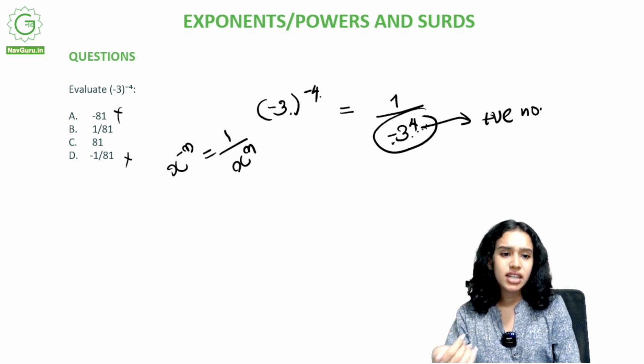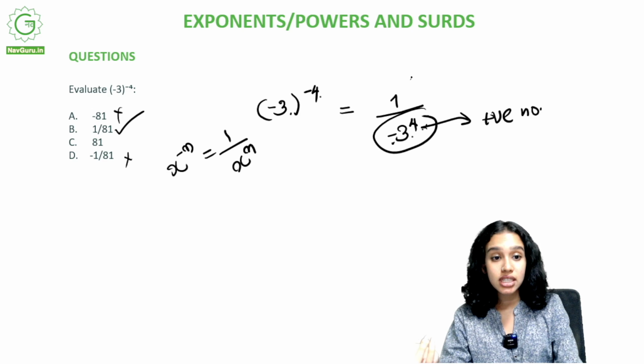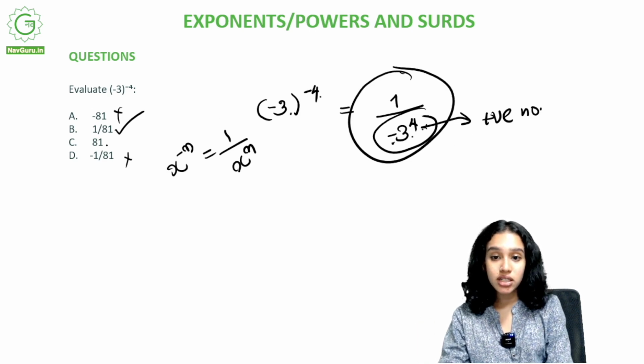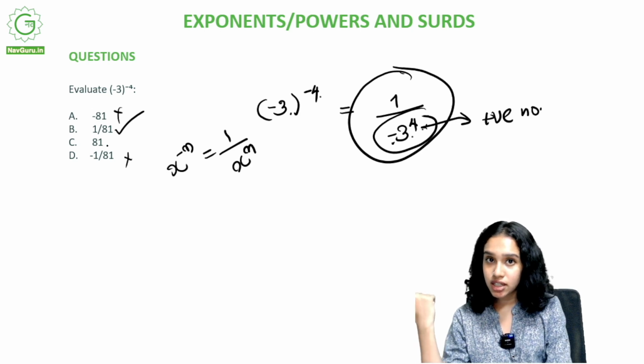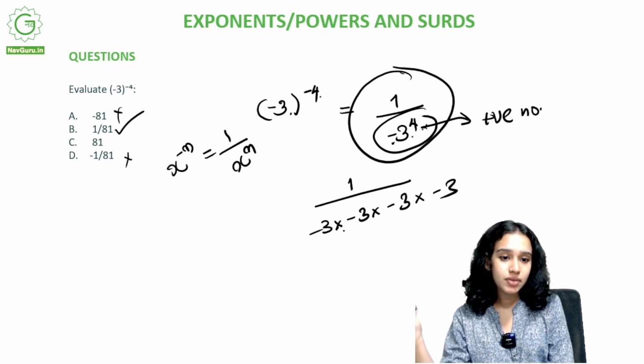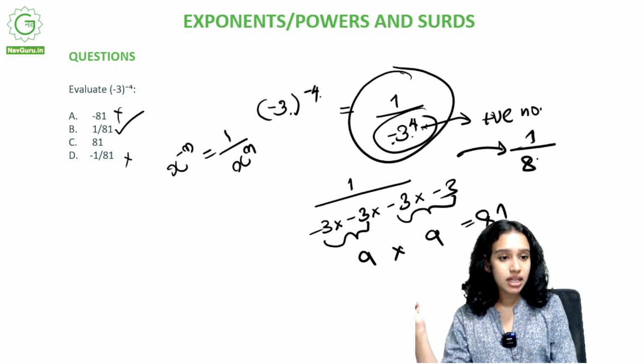So if we look at it carefully, we could actually spot that it's 1 by 81, because here we have 1 by, and this is straight up 81. So 81 can't be the answer. So let's see. 1 by minus 3 into minus 3 into minus 3 into minus 3. So minus 3 into minus 3 gives us 9. Again minus 3 into minus 3 gives us 9. And 9 into 9 is 81. And the answer goes 1 by 81.